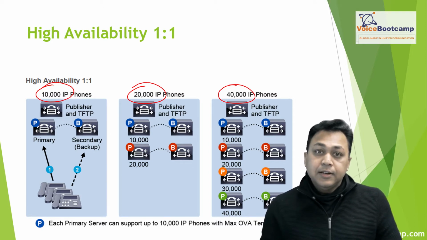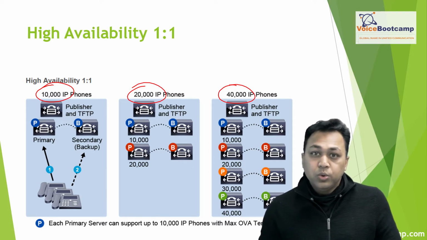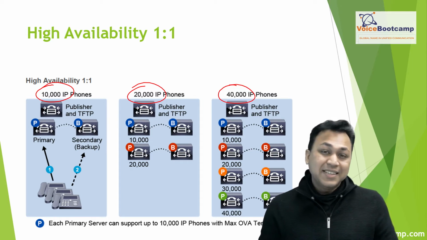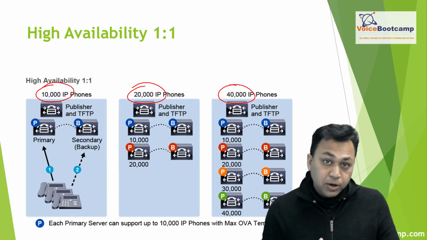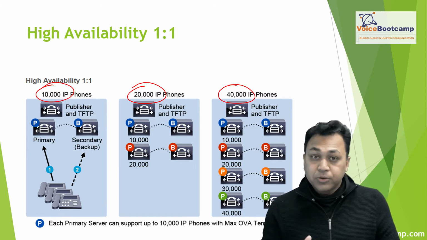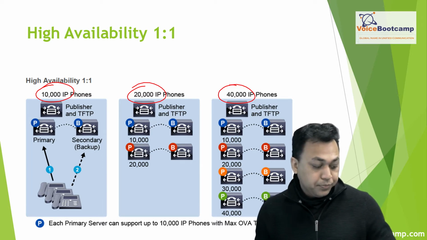Now, when you reach that threshold, we should split the functionality of TFTP, put it on a dedicated server, and possibly a publisher on a separate server. Now, again, for fault tolerance, we should look at having two of these servers to allow for functionality purposes.